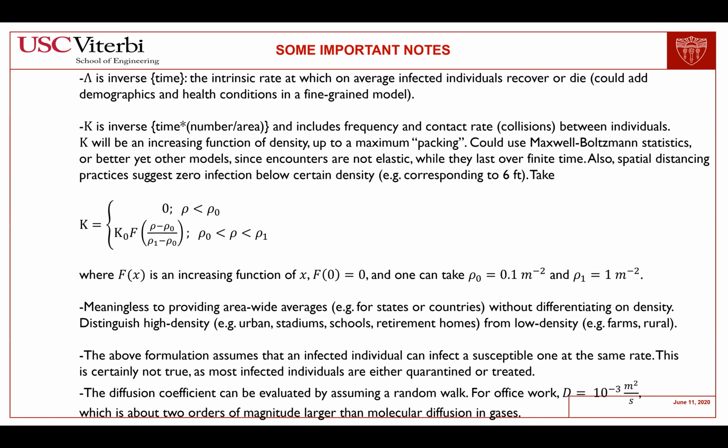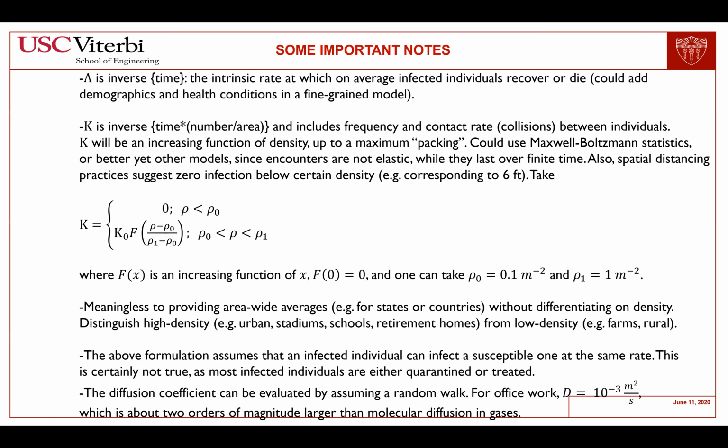I like to point out a few things here, because these are important to the understanding of what we do here. The first thing is to notice that lambda is an inverse time. This is essentially the intrinsic rate at which an infected individual either recovers or dies. I believe this number is of the order of about 14 days or maybe more. And that's a characteristic of that particular reaction. Again, we should make a point here that this is not a fine-grained model.